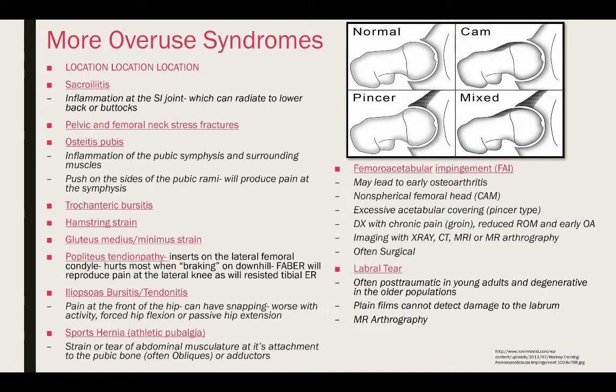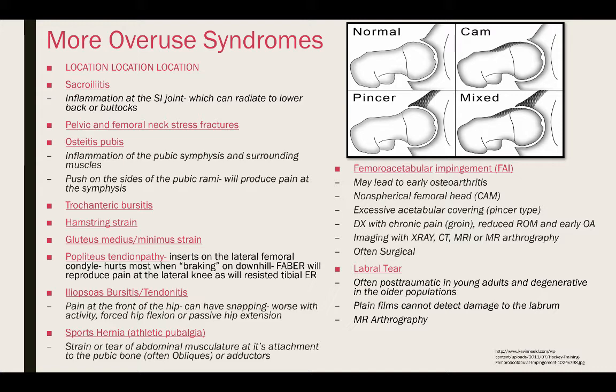And then a sports hernia, which is a strain or tear of either abdominal wall musculature or adductors, and it's very tender at that attachment at the pubic bone. And then less of an overuse syndrome, but it can become aggravated when it wasn't aggravated before by doing repetitive activities, and that's femoral acetabular impingement.